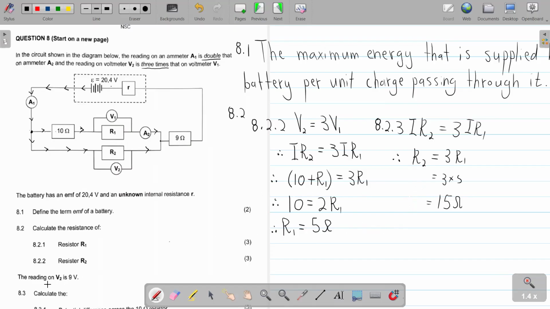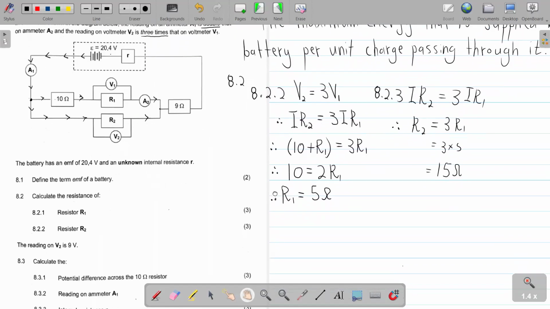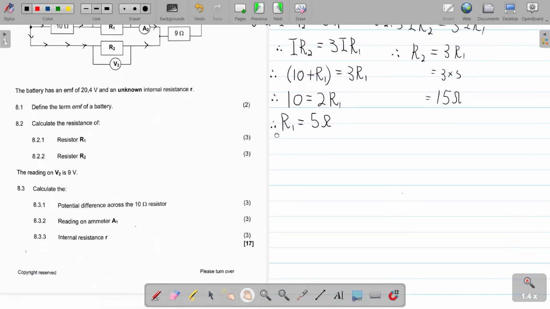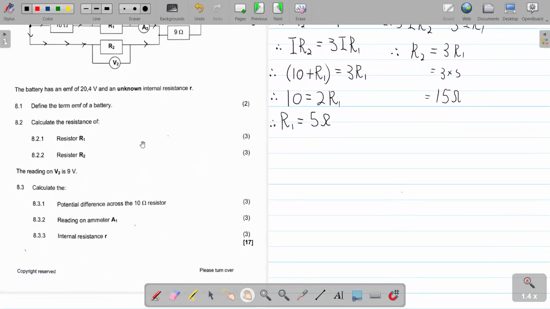They give us more information. They say the reading on V2 is 9 volts. The reading on V2 here is 9 volts. Okay. If the reading on V2 is 9 volts, then what do we do? What can we do with that information? Then we go to 8.3 now.